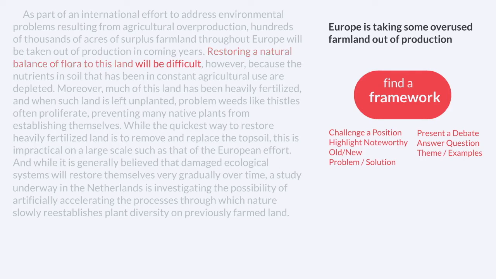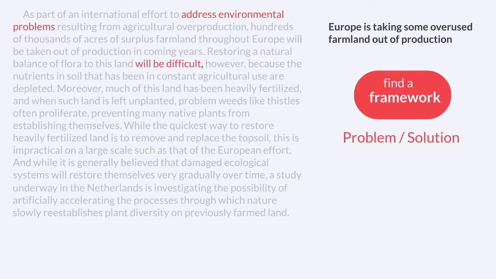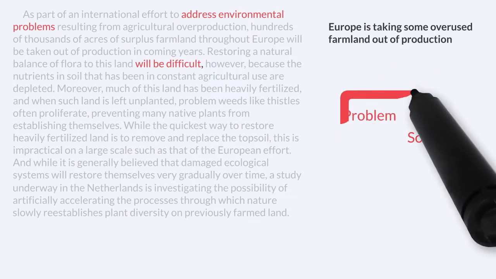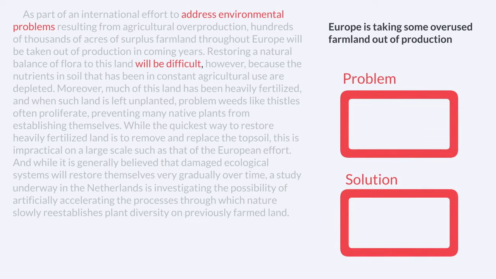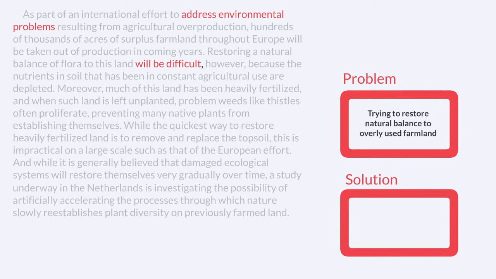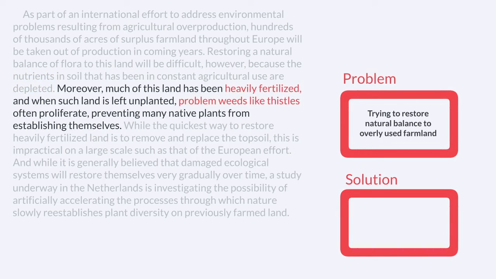Well, I'm searching for a framework, so the word difficult is a clue. We previously said environmental problem, so I'm kind of thinking that maybe I should organize this in my head as problem and solution. So I try to really create some space in my head. The problem is that we want to restore this overly farmed land back to a natural balance of flora. And why is that a problem? Well, the nutrients have been depleted, and obviously plants need nutrients. And it's been heavily fertilized, so some annoying plants like thistles are going nuts.